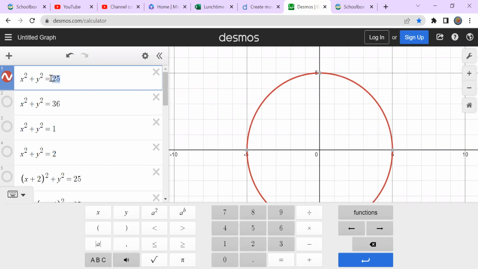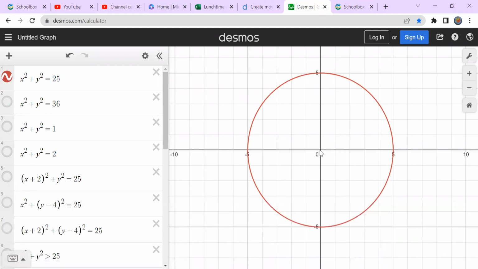So where does the radius come from? It's this number, the square root of that number. So the square root of 25 is 5. So if you look over here at the picture of the circle, the radius is 5. Okay, so what if I wanted to make that circle bigger?